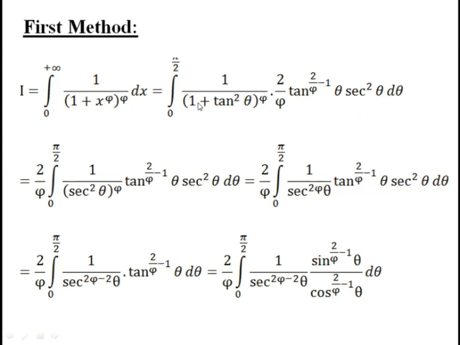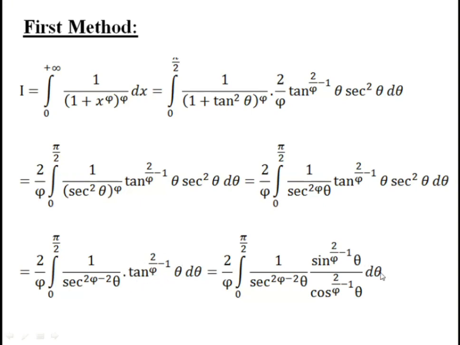It's a constant. We know that 1 plus tangent squared theta is equal to secant squared theta. Now here we have secant squared theta all to the power 5, which equals secant to the power 2 phi of theta. Then we can simplify this term and this term. We will get secant to the power 2 phi minus 2 of theta multiplied by tangent to the power 2 over 5 minus 1 of theta d theta.